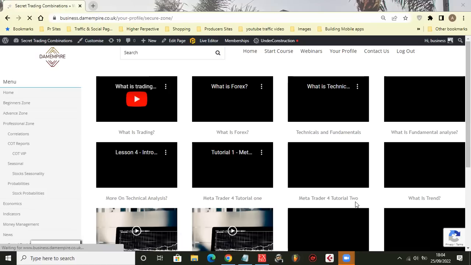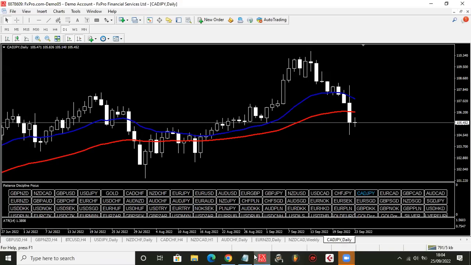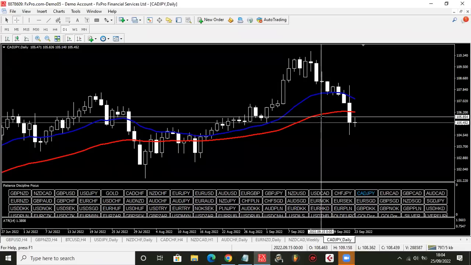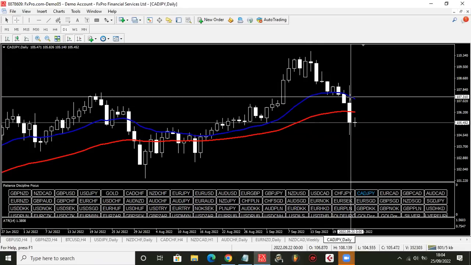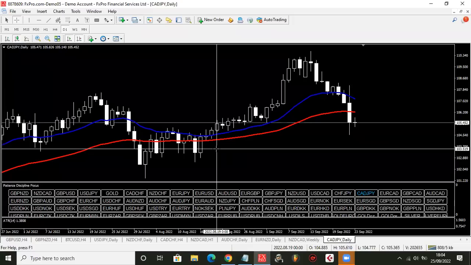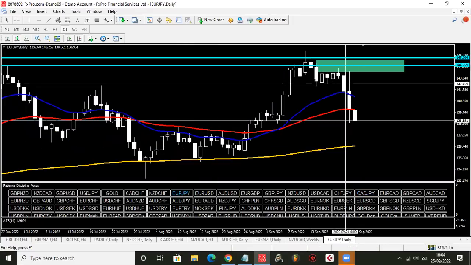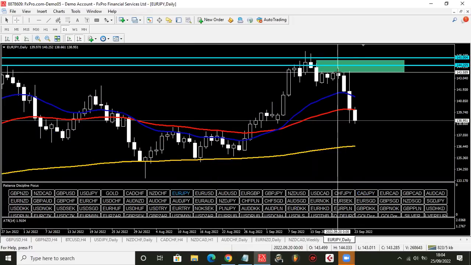Last week was a good trading week. We had a look at a few trades, and I think this was one of them. The CAD JPY falling was one of the ones. I think Euro JPY is also one of them.